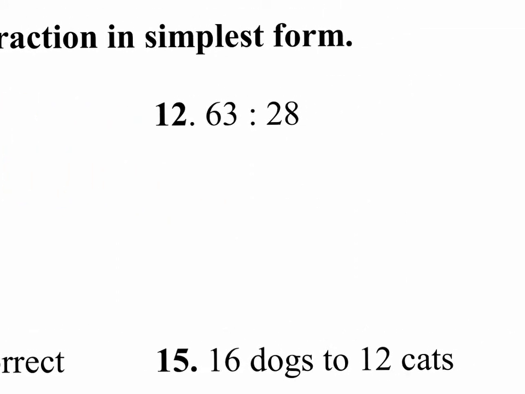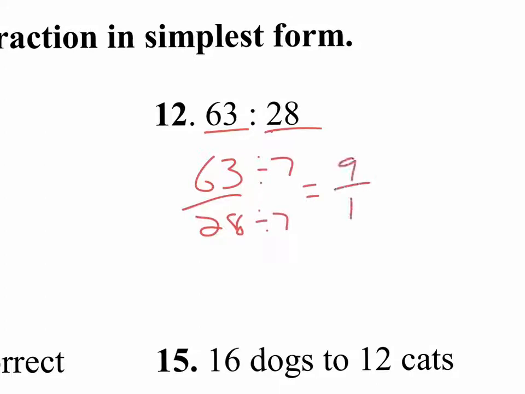Okay, going on. So same thing, this is 63 somethings to 28 somethings. So you have 63 over 28, and I know that 7 goes into both of them, so I'm going to divide by 7. Divide by 7, I get 9 over 4. A lot of people will probably want to make this a mixed number, but you cannot because it's comparing two different things. It's not a fraction. It's comparing 9, maybe it's 9 boys to 4 girls, okay?